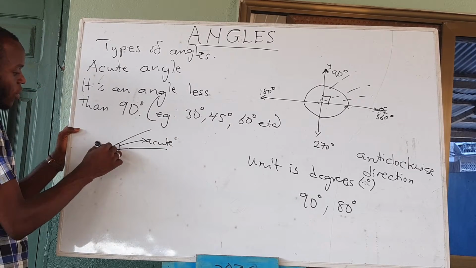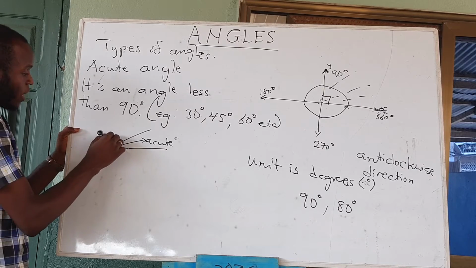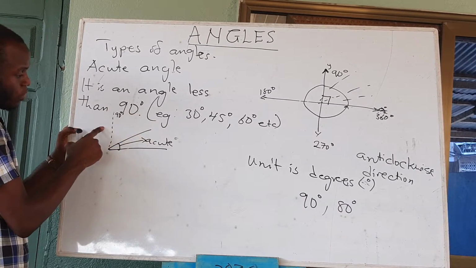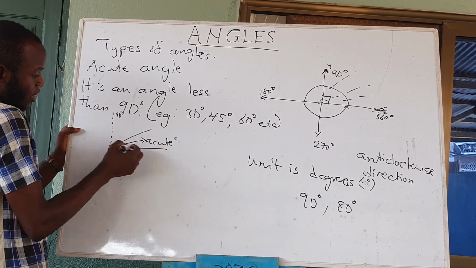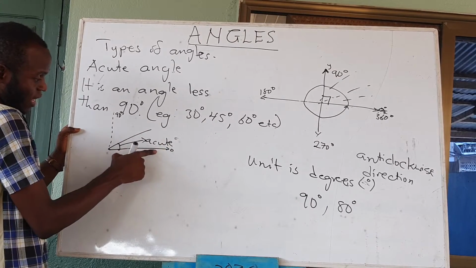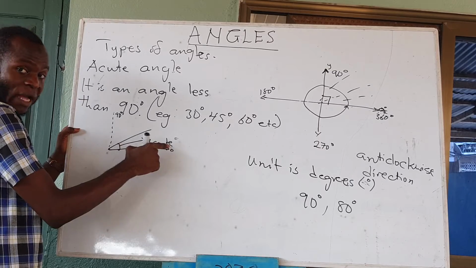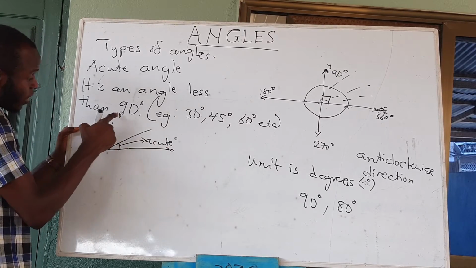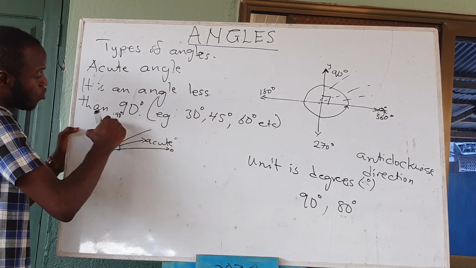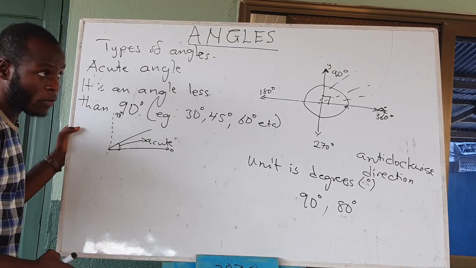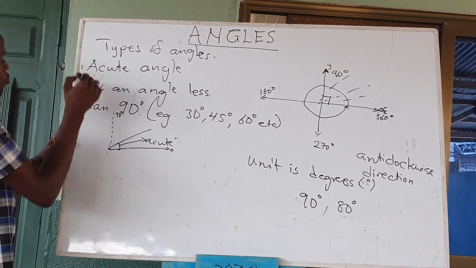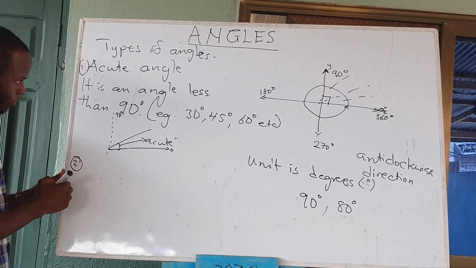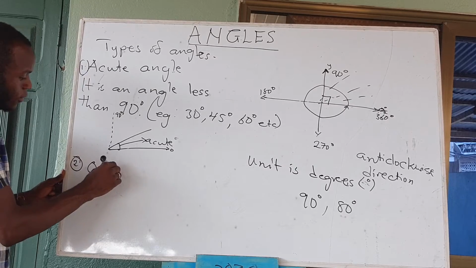Roughly we know that the 90 degrees line will be here. This is where the 90 degrees line is supposed to be, but when you measure the angle from this line to that line, then you have your acute angle. You realize that it doesn't reach the 90 degrees point, so it falls in between the 90 degrees and the 0 degrees line. Now the second angle that we'll be looking at is the obtuse angle.